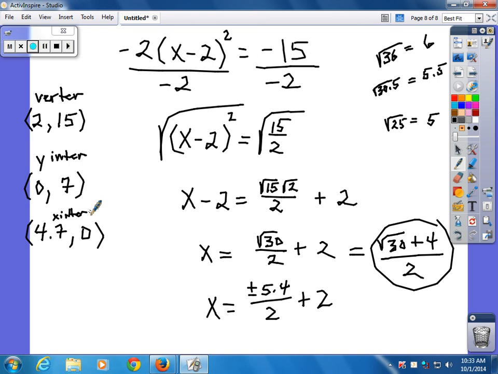Negative 2.70 plus 2. You have 2.70 that you have to pay. You got 2, so what do you still owe? 70 cents. So negative 0.7 and 0. There's your x-intercepts. So let's see what happens.